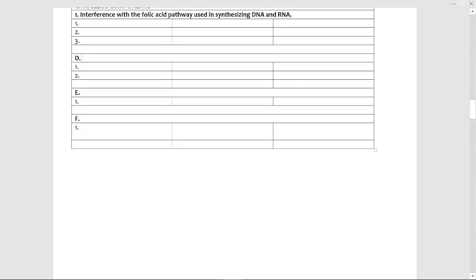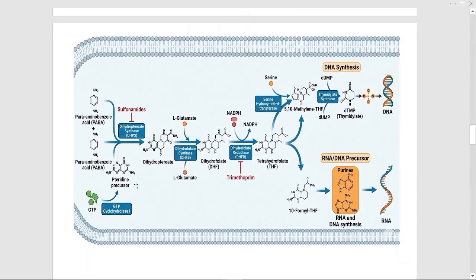I have a diagram here. You see this diagram here. So how does it work? It's very simple to understand. The first step, the bacteria always use PABA, the para-aminobenzoic acid, and there's an enzyme called dihydropteroate synthase that converts the PABA to dihydropteroate. So here there's a first enzyme. The first enzyme that is very crucial in this process is the dihydropteroate synthase.